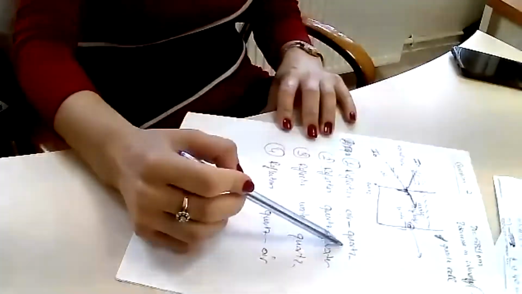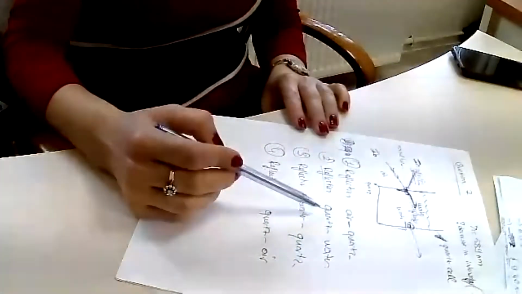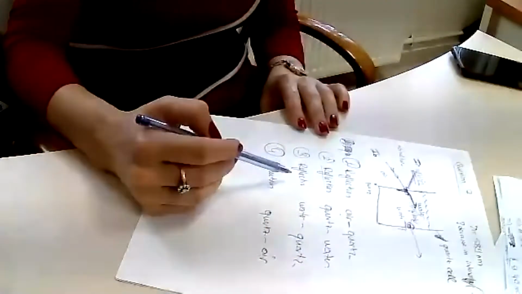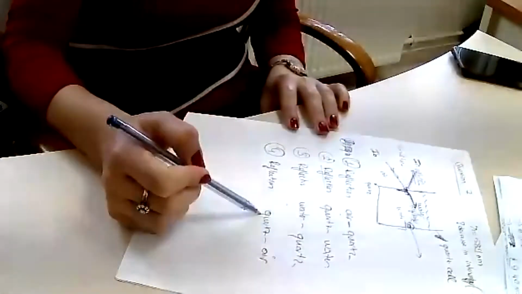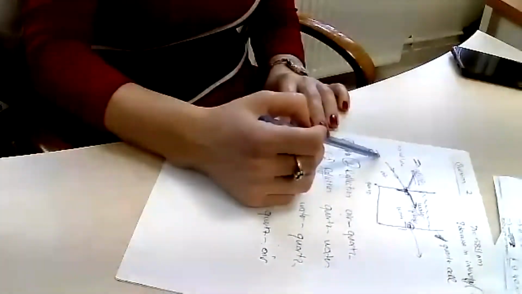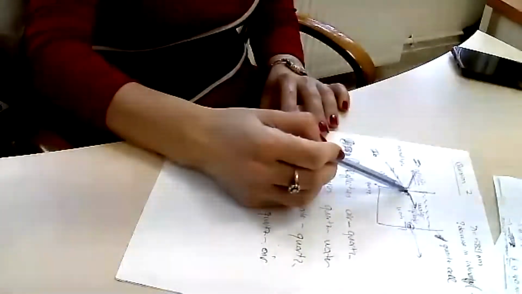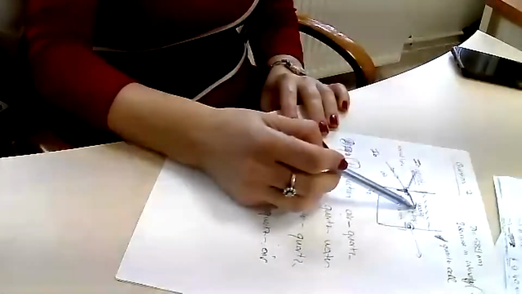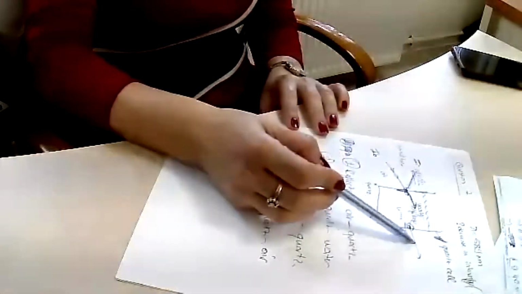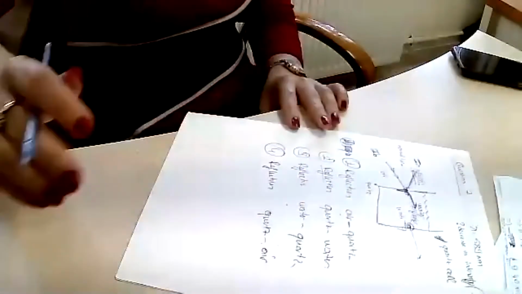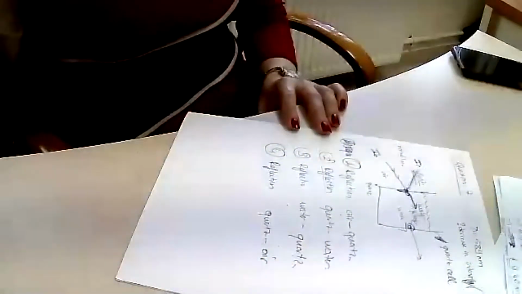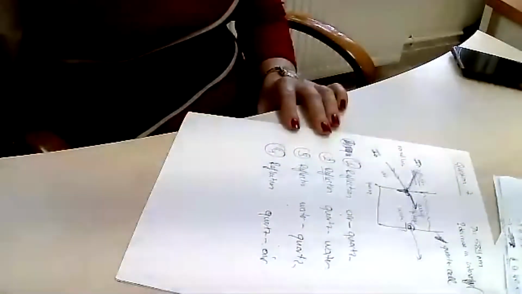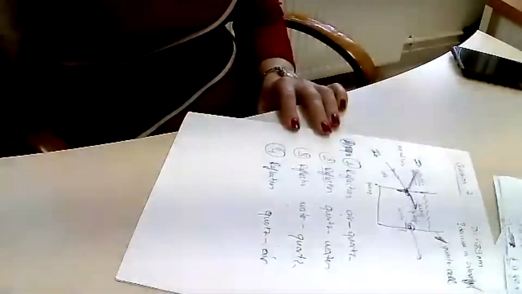Air, quartz, water, quartz, air. Because the radiation is coming from air to the quartz, there is a reflection. Quartz to the water, to the quartz, to the air. So four reflection processes will occur here.